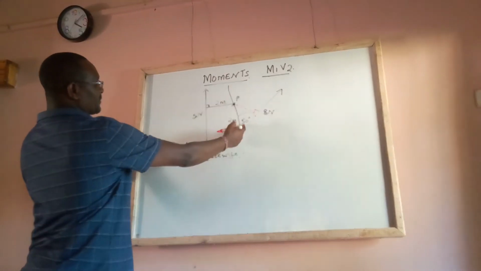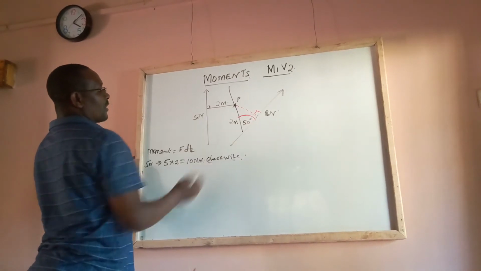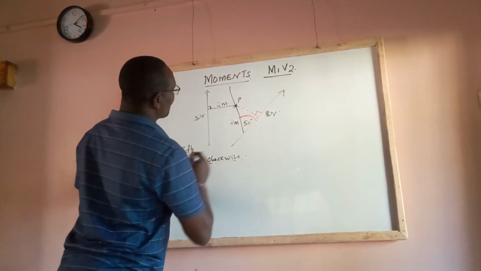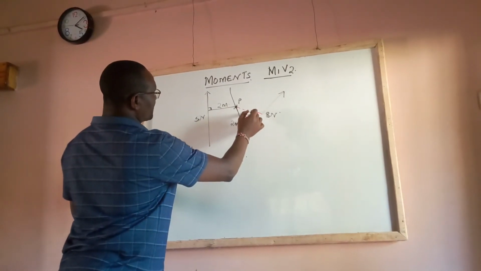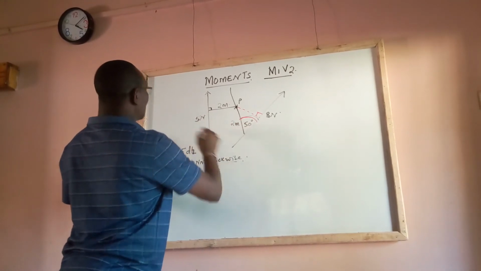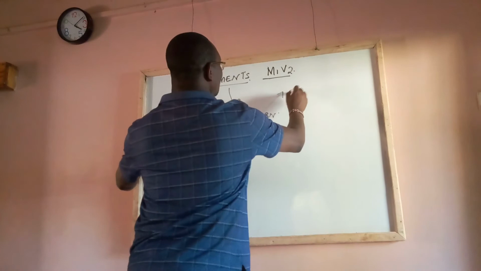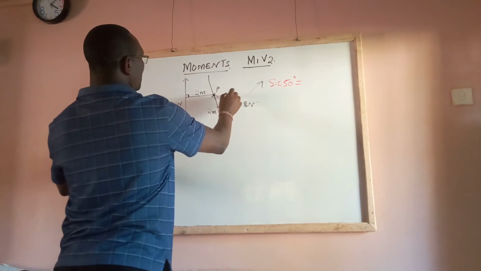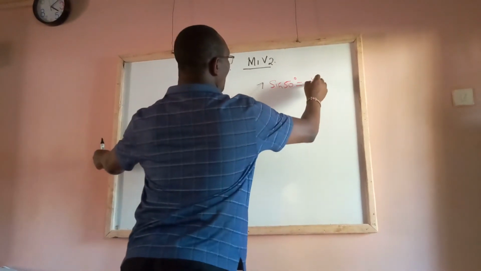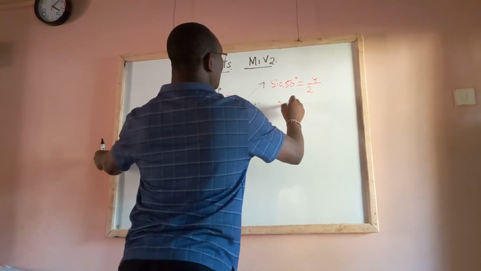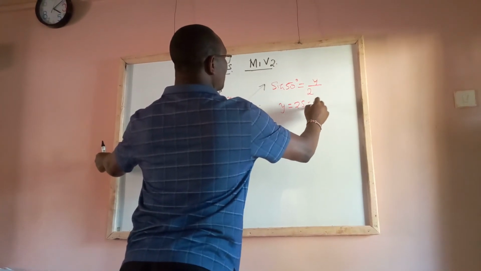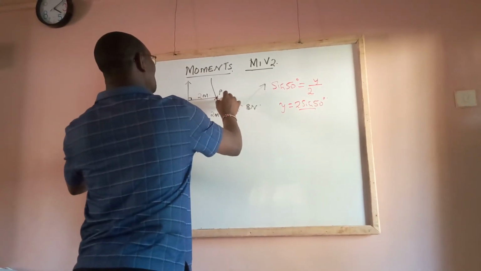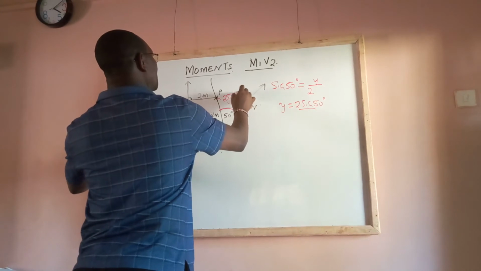And due to the presence of 50 degrees in this position, this becomes the hypotenuse. This is opposite of 50, and this is the hypotenuse. So definitely, if we talk about the sine of 50 degrees, which is, let's say again y, which is the opposite, which is y over 2, then y becomes 2 sine 50 degrees. So the size of this line is 2 sine 50 degrees.